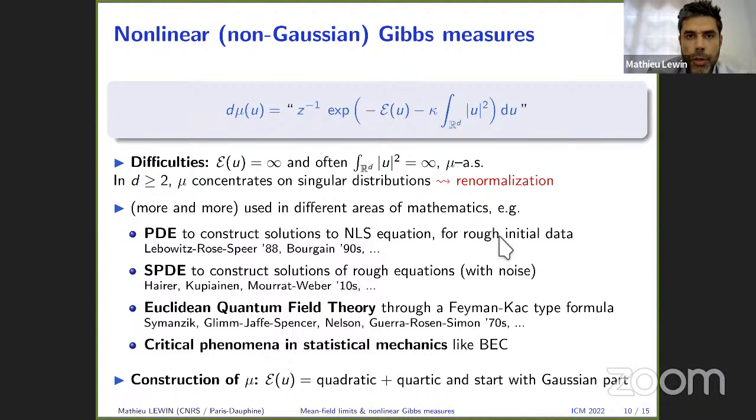I will first remind you how the measures are defined. What we will do is to split the energy into the quadratic part and the nonlinear quartic part, okay? And then we will define the measure. We will put aside the quartic part and define the measure as an absolutely continuous measure with respect to the quadratic part, which is a Gaussian measure. So first, I will tell you how to define the Gaussian measure.